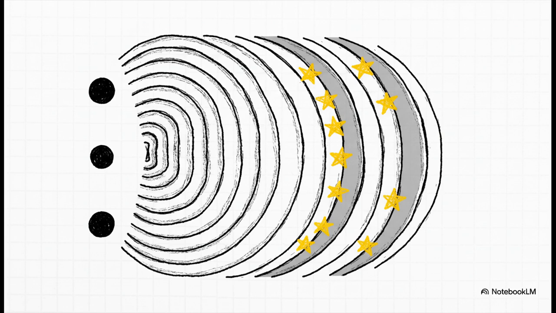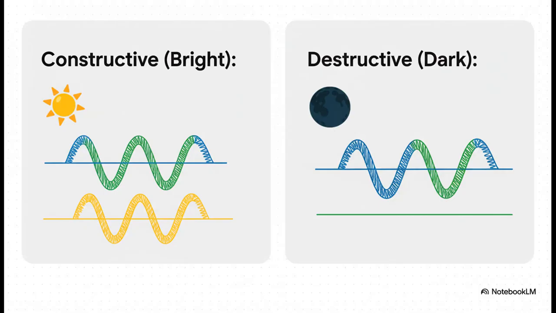That's the key vocabulary word. All it really means is that the waves are all marching in perfect lockstep, like a team of synchronized swimmers. And here you can see the two possible outcomes. It's all about how the waves line up when they arrive at the screen.